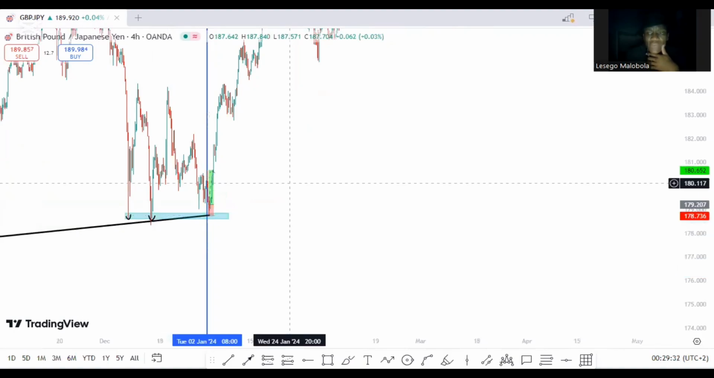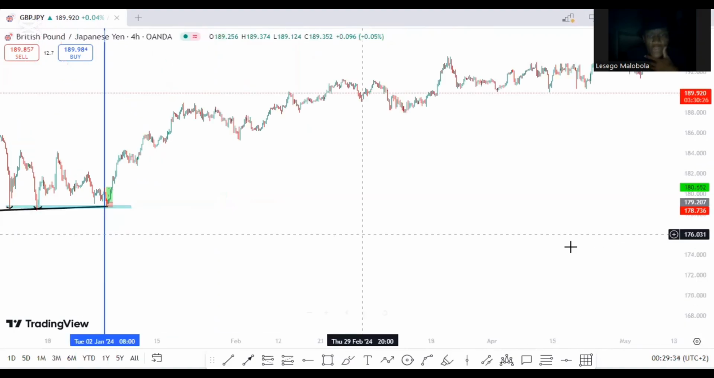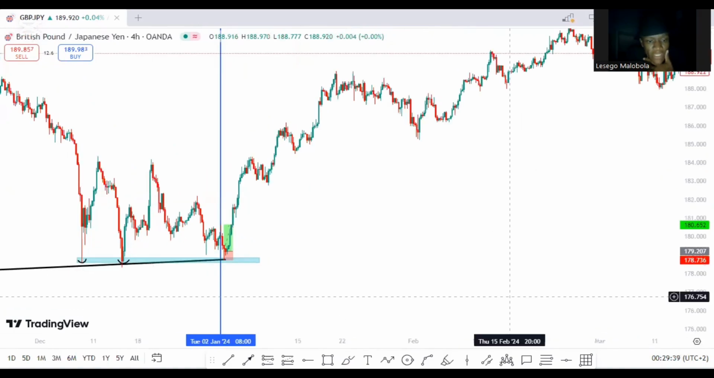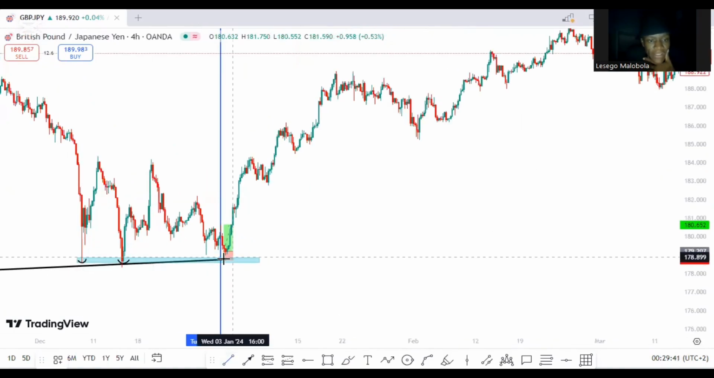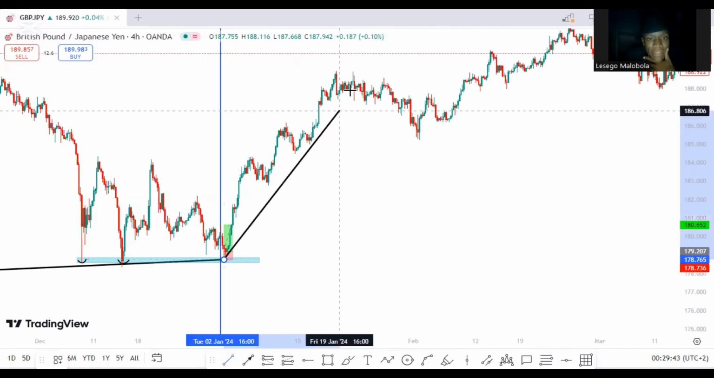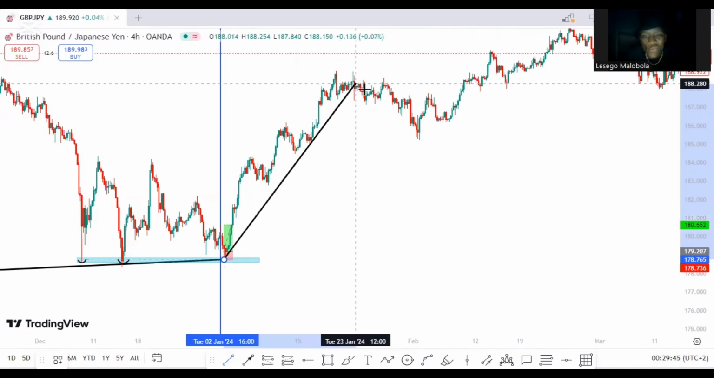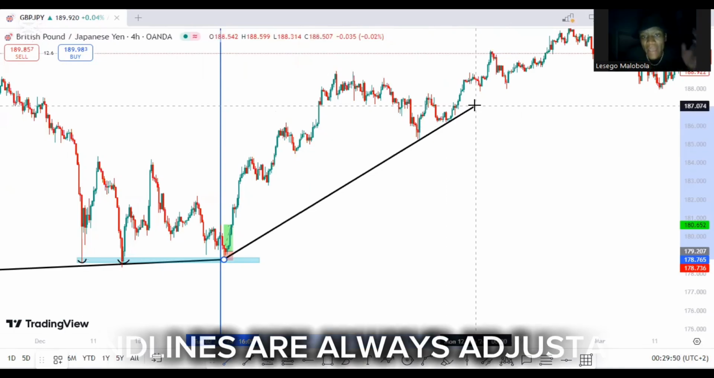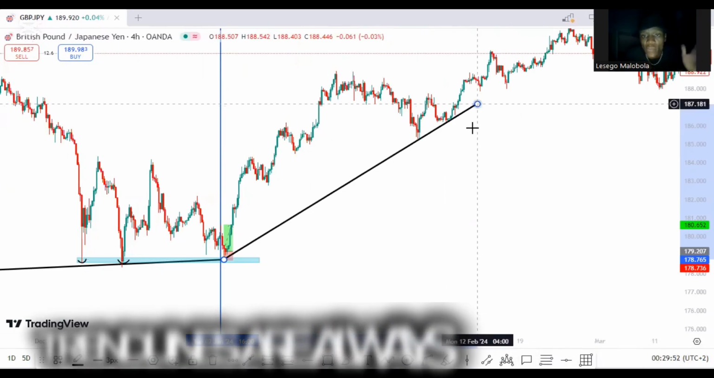Simple stuff. So moving on, guys, now we're gonna try to identify our market structure again. If we just try to connect our trend lines here, guys, it doesn't make any sense. You can see price is just squeezing. So if we have to adjust, guys, because trend lines are always adjustable, that's one thing you have to know.